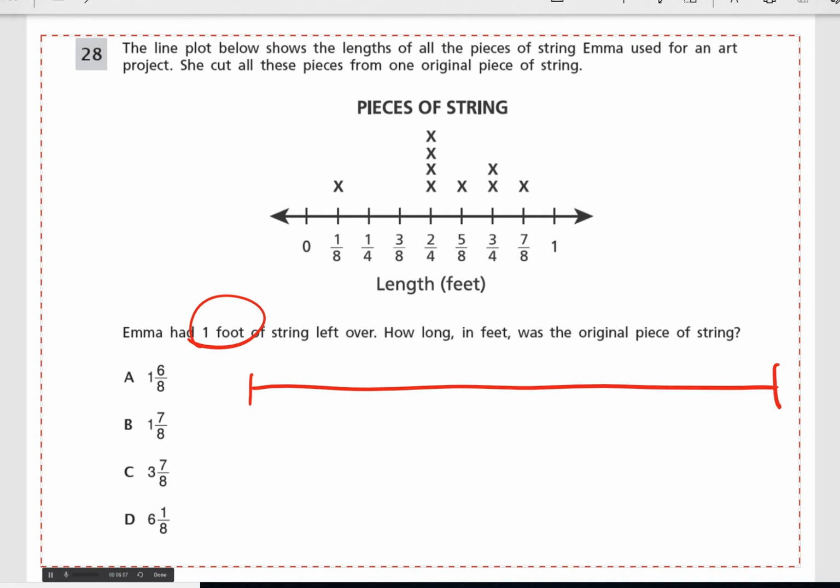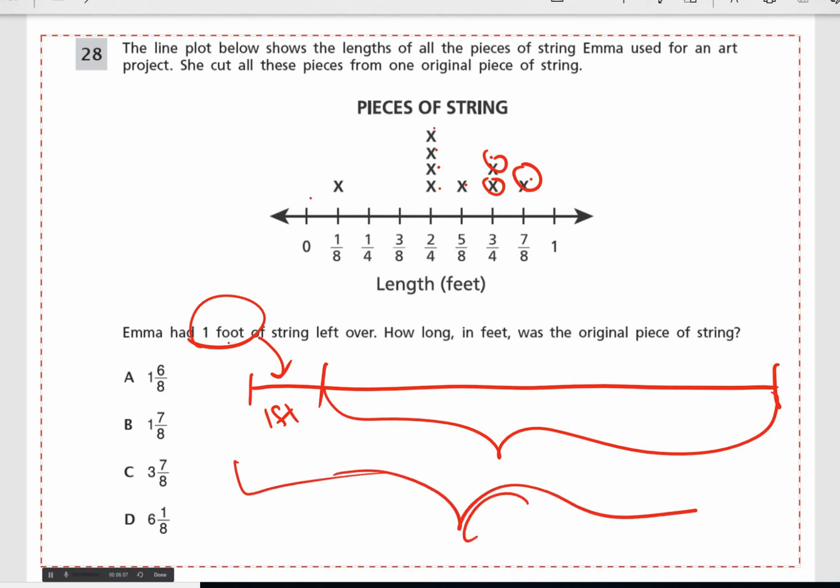So she has this 1 foot left over, and then she used these sections and cut them into this many pieces. So it's 1, 2, 3, 4, 5, 6, 7, 8, 9. She cut them into 9 different sizes of string. So they're asking you, how long was the original string? The annoying part is you have to add them all up. There's really no other way to do it.